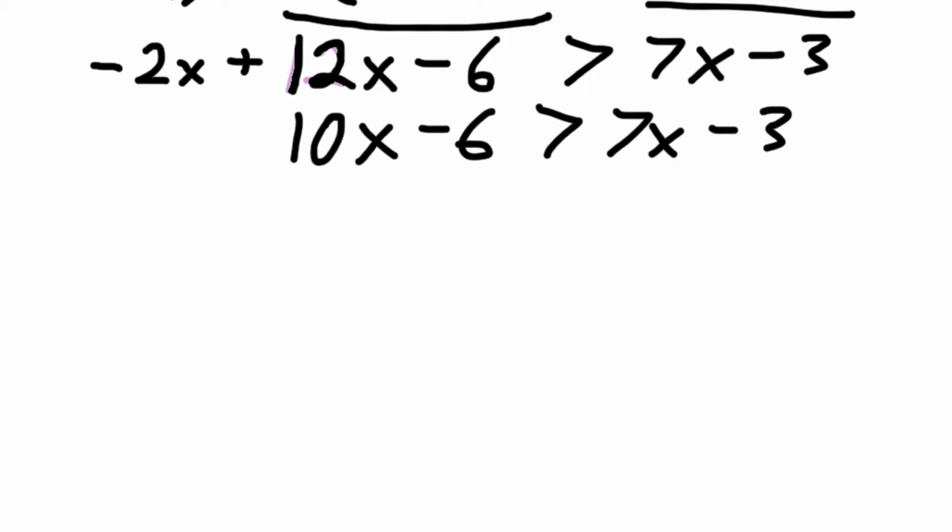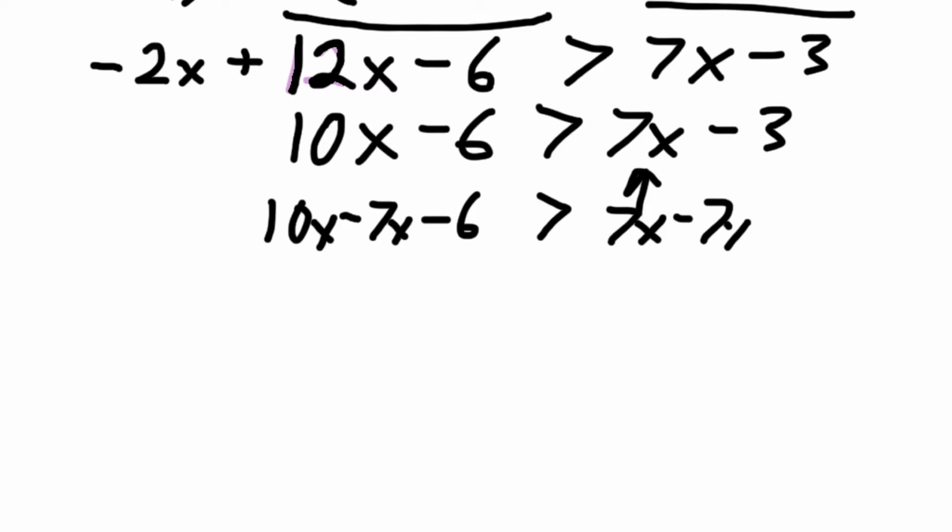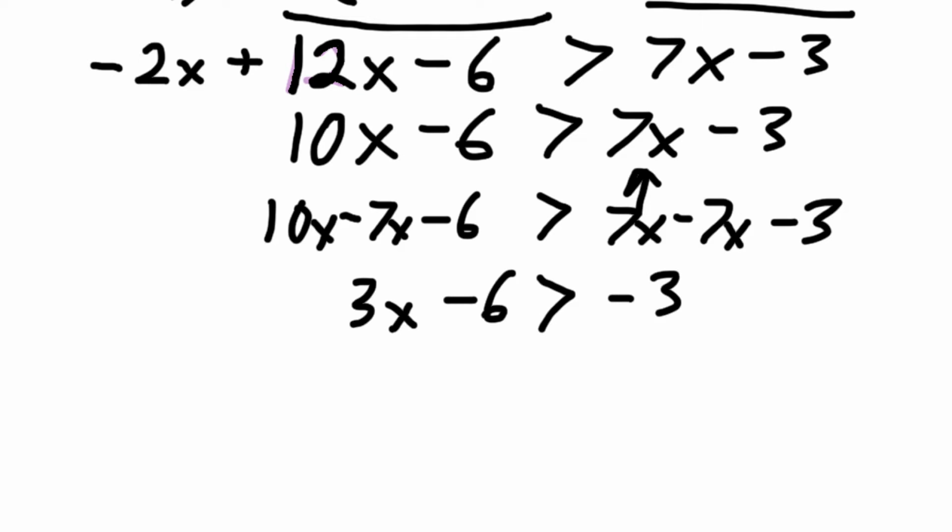Minus 6 is greater than 7x minus 3. The right side is still simplified. On the left side, we combine the negative 2x plus the 12x, which gives us 10x. So 10x minus 6 is greater than 7x minus 3. Let's put our x terms on the left side, so we subtract 7x. 10x minus 7x minus 6 is greater than 7x minus 7x minus 3. That gives us 3x minus 6 is greater than negative 3.